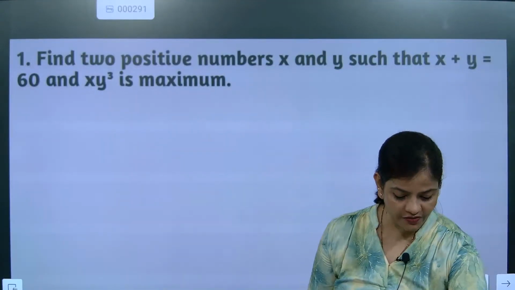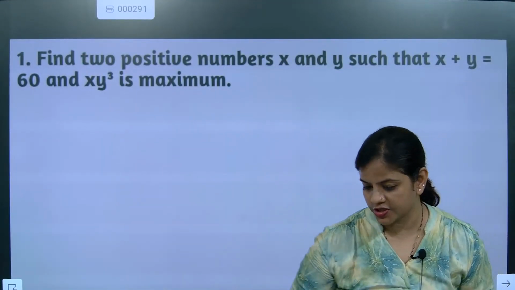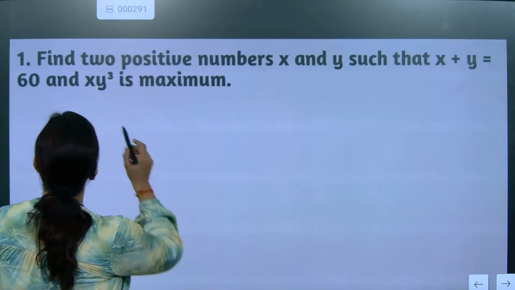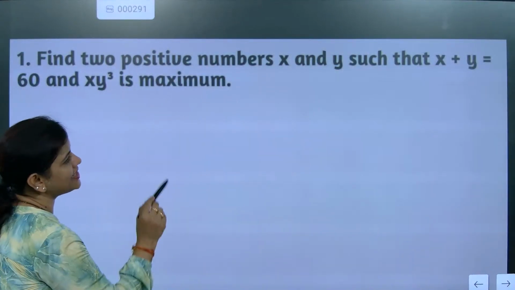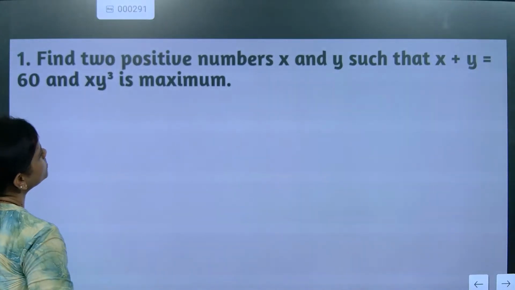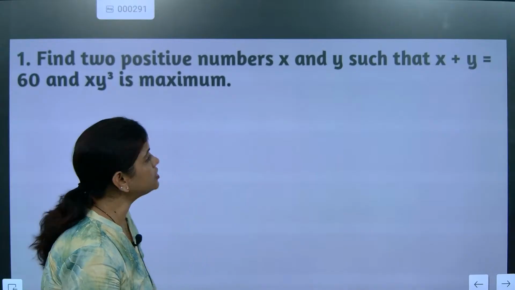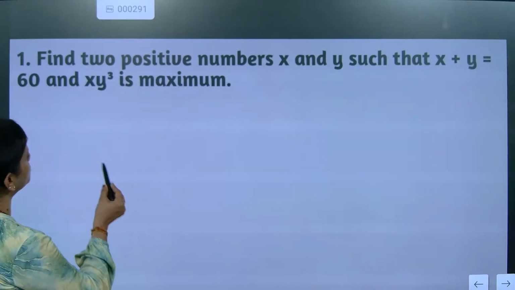First question, what is given in the first question? Check this one out. What is there in the first question is: find two positive numbers x and y such that x plus y is equal to 60 and xy cube is maximum. Solve this question, beta. x plus y is equal to 60.